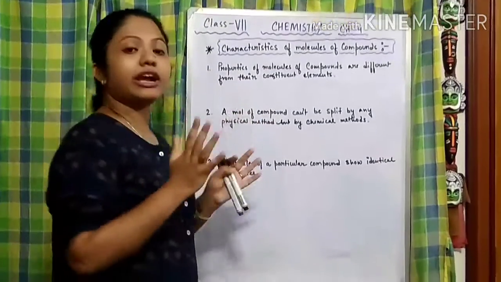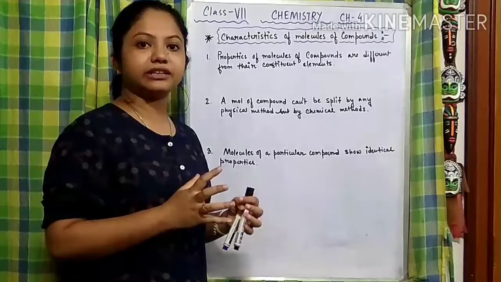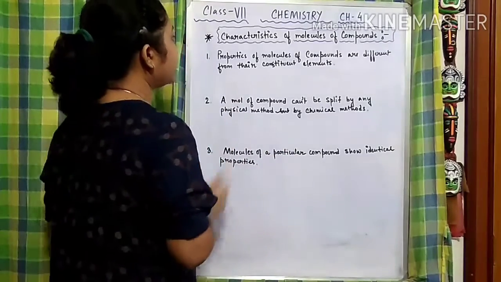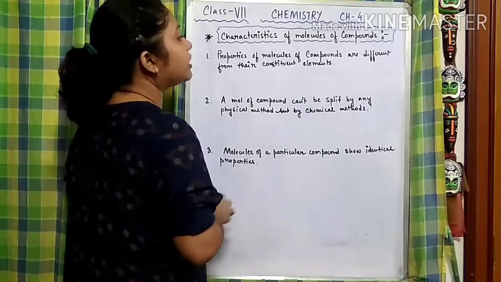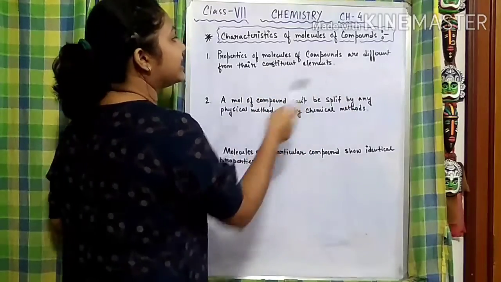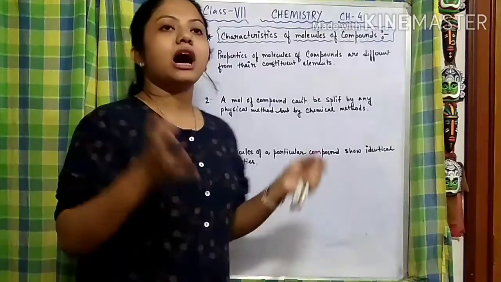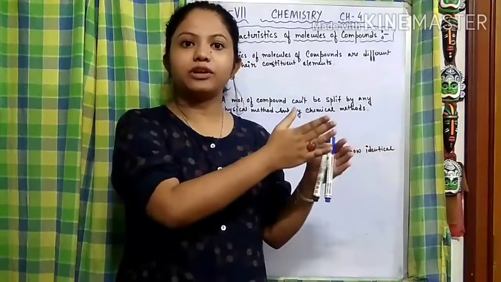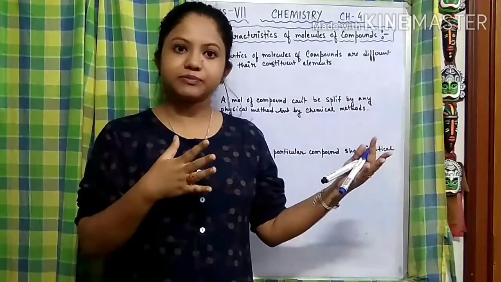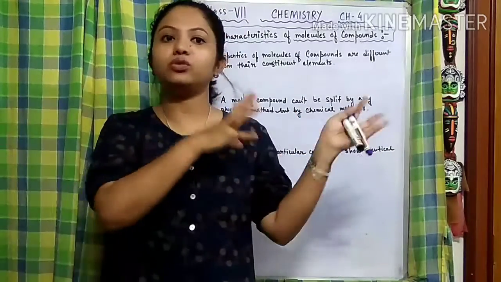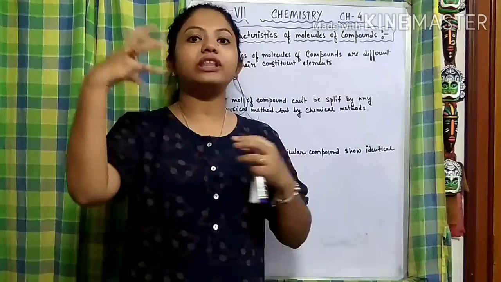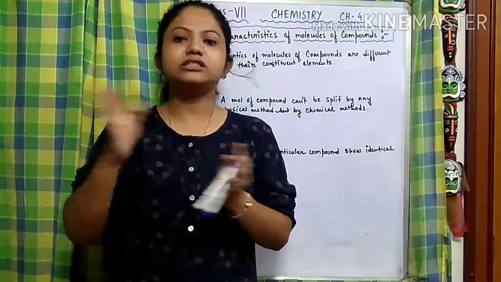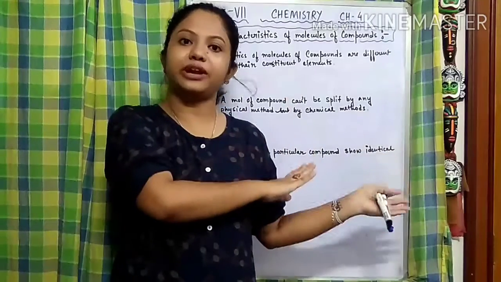So what are their characteristics? They have certain distinct characteristics which are making them different from the elements. So the first one is the property of molecules of the compound are different from their constituent elements. That means when a compound is forming, it is basically forming from 2 or more elements. So it is the product of those constituents, right? So when this compound is forming, the property it is displaying is totally different from those constituent elements.